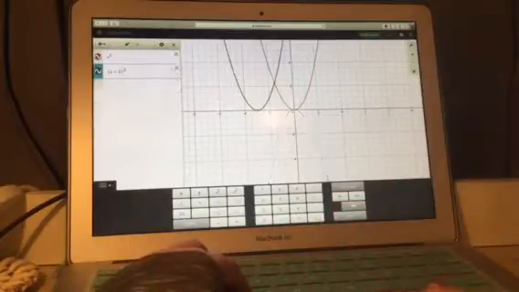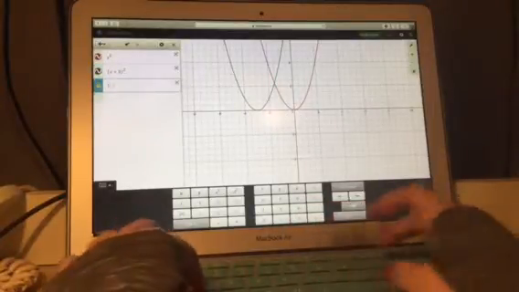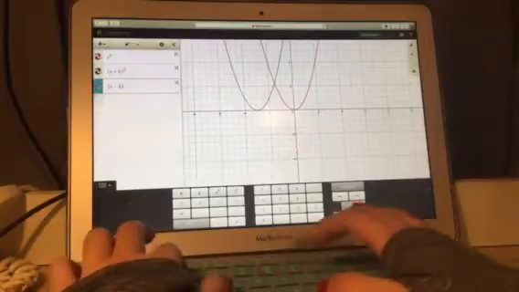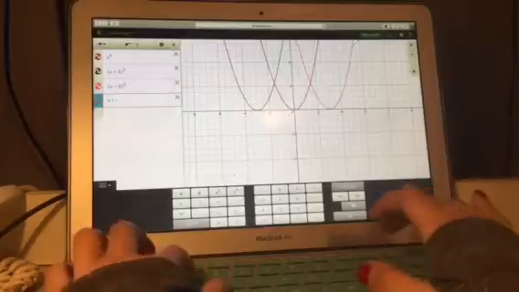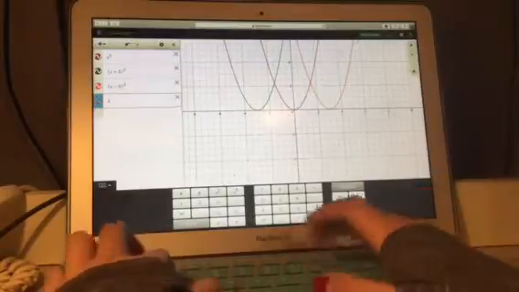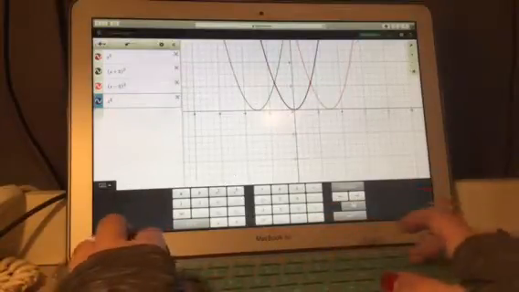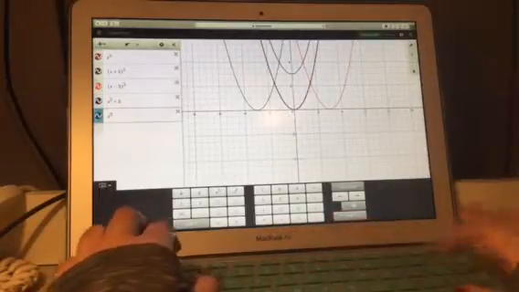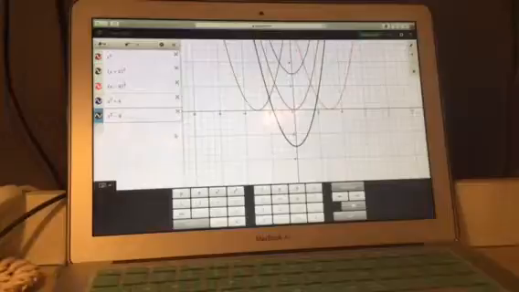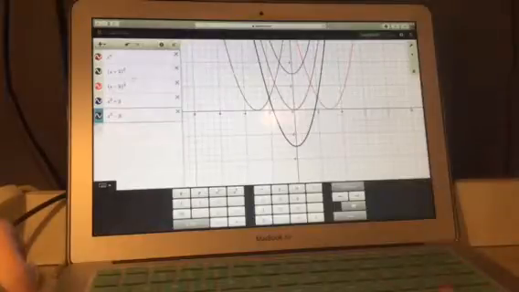I'm going to get rid of this negative. (x minus 3) all squared. x squared plus 3. x squared minus 3. Okay, so those are our main 4 types of shifting. So I like that they color code Desmos too, so you can kind of see which graph's which.